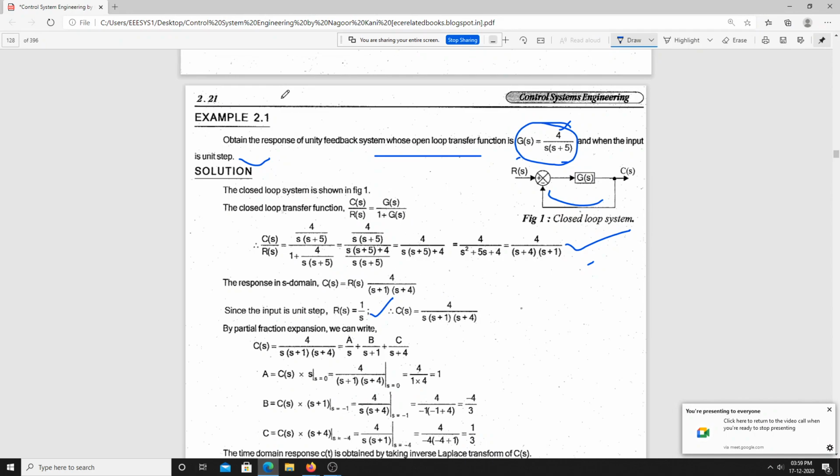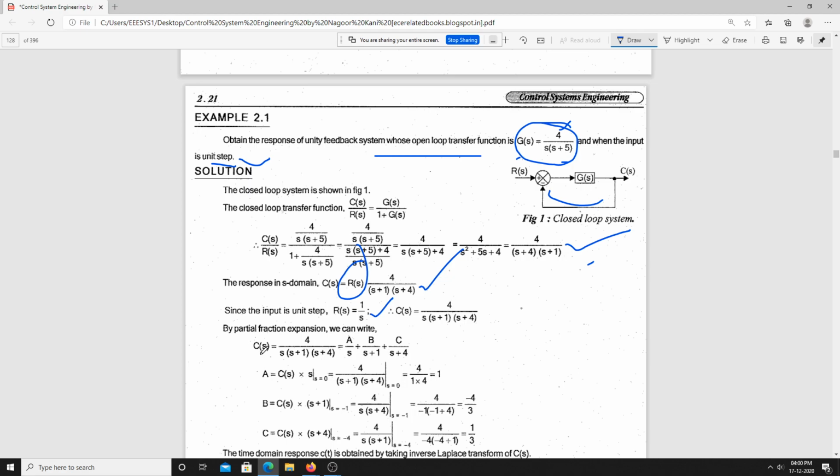Particularly now we are supposed to find out the response of a unity feedback system, right? So first of all, I am just finding out the transfer function of a closed loop system. And now what we have is C of s equals R of s into 4 by (s plus 1)(s plus 4). This is the equation we have. We know that R of s is nothing but 1 by s. Why? Because a unit step input is the input we have. Input is unit step, so R of s is nothing but 1 by s.